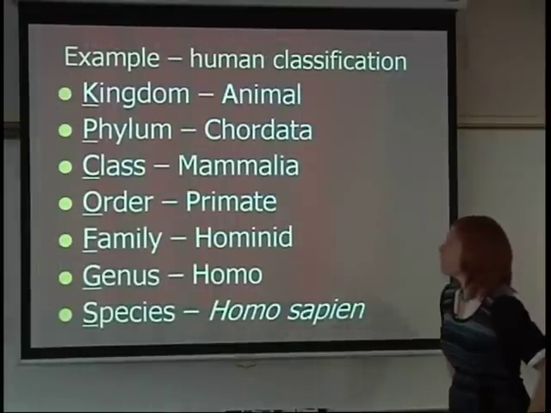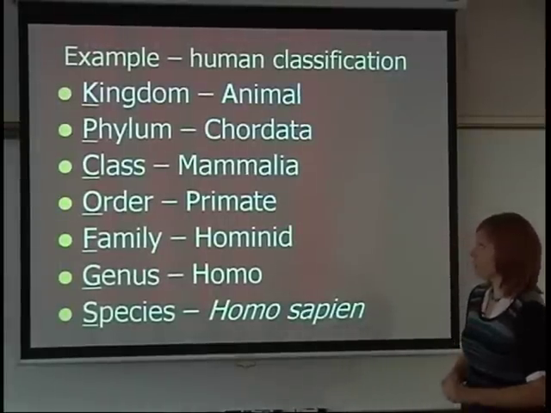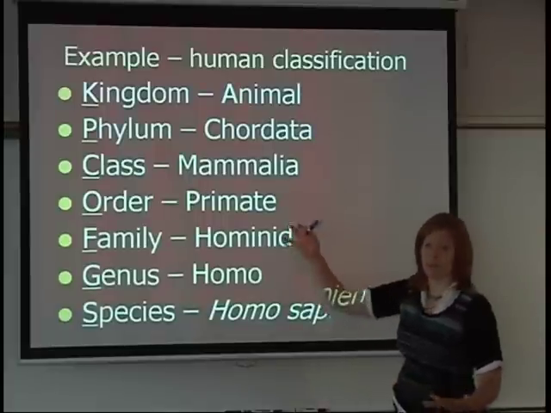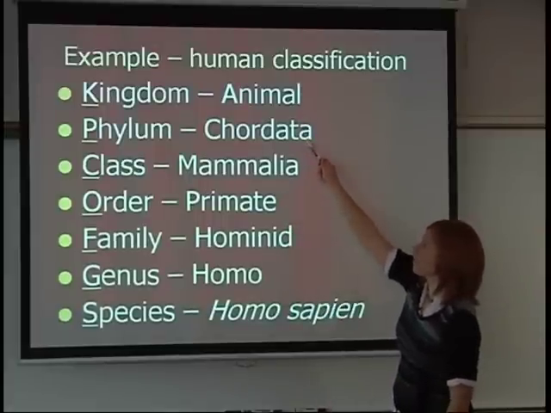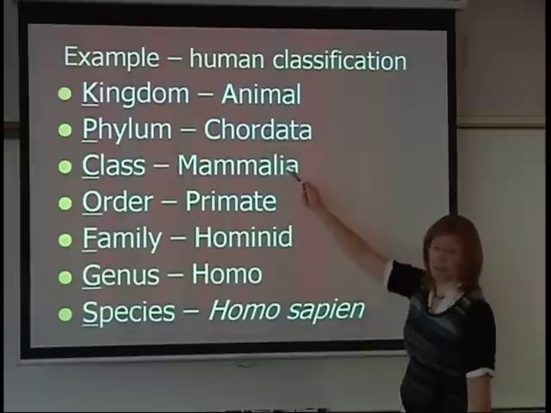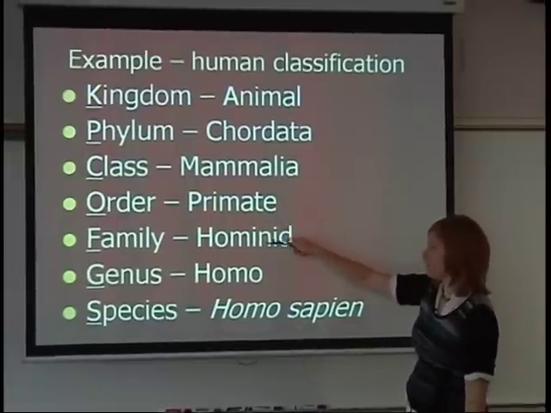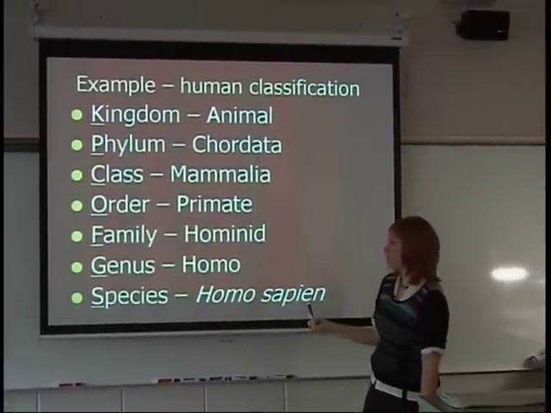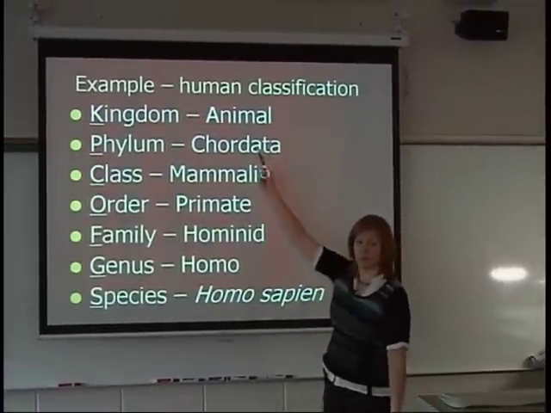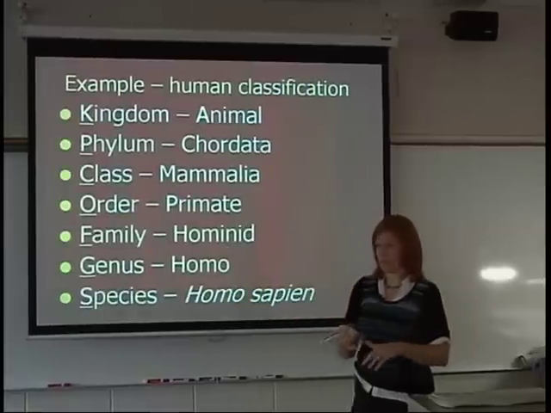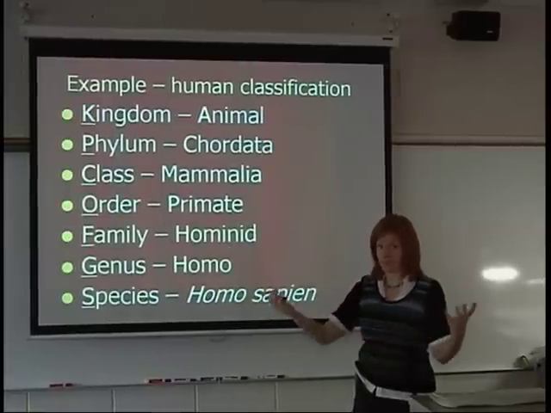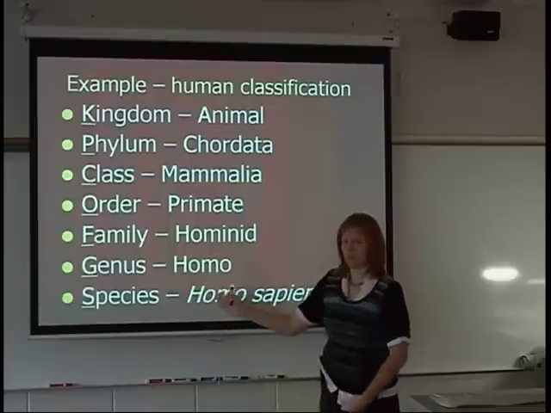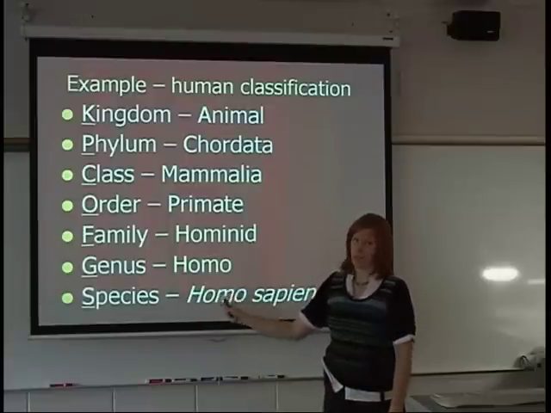Here's an example of how human classification would break down, where we are in the kingdom animal or animalia. And as we go down, we have chordata, mammalia because we're mammals, primates, hominid, our genus is Homo, and our species altogether is Homo sapien. So an animal, you could group many things in animal, like fish, bears, insects, they would all be in the animal kingdom. But as you go down through this and you get to species, you end up with just one type of living thing.